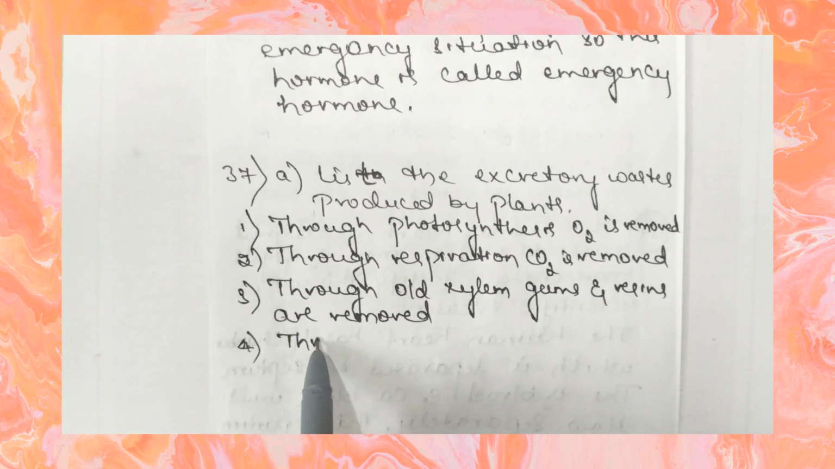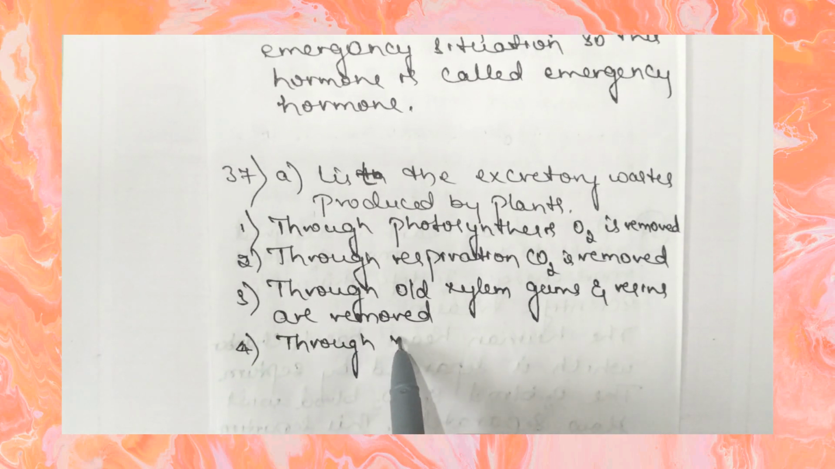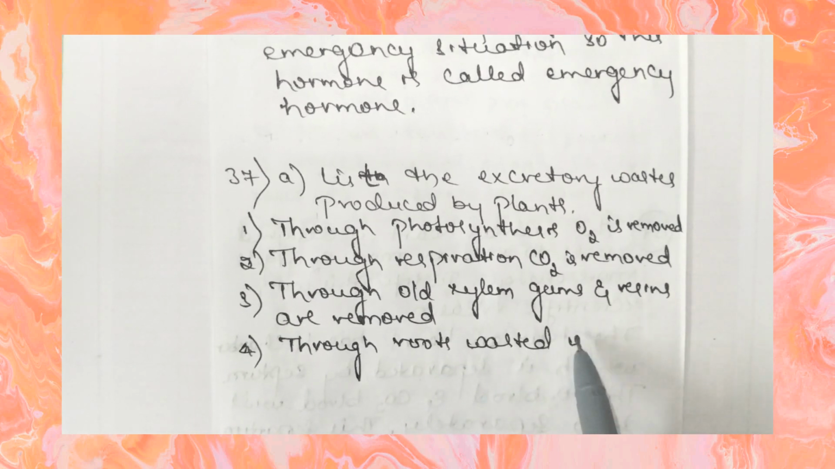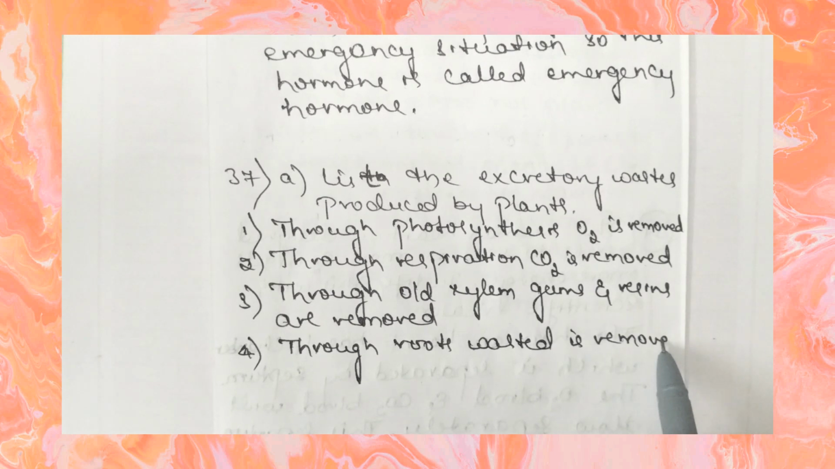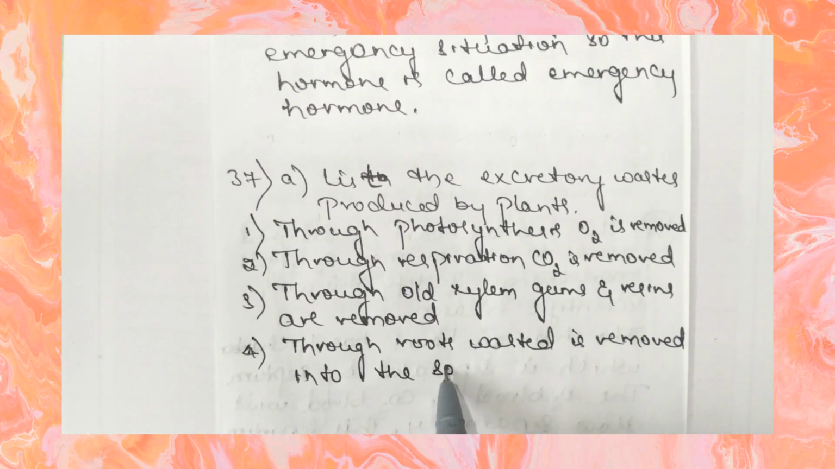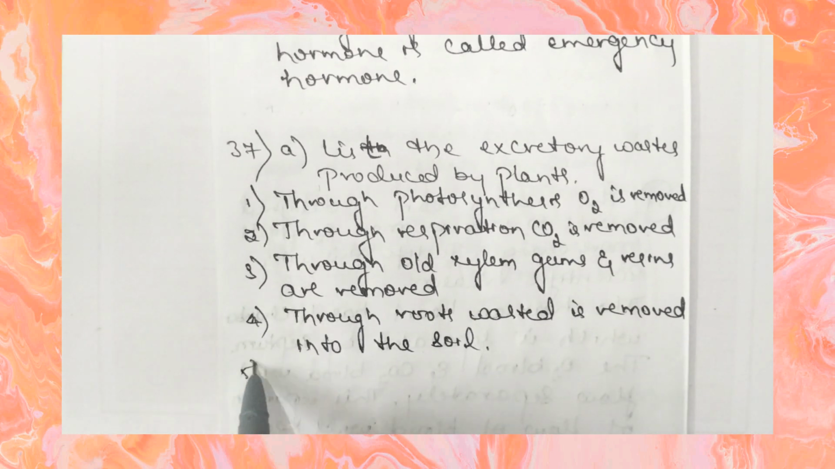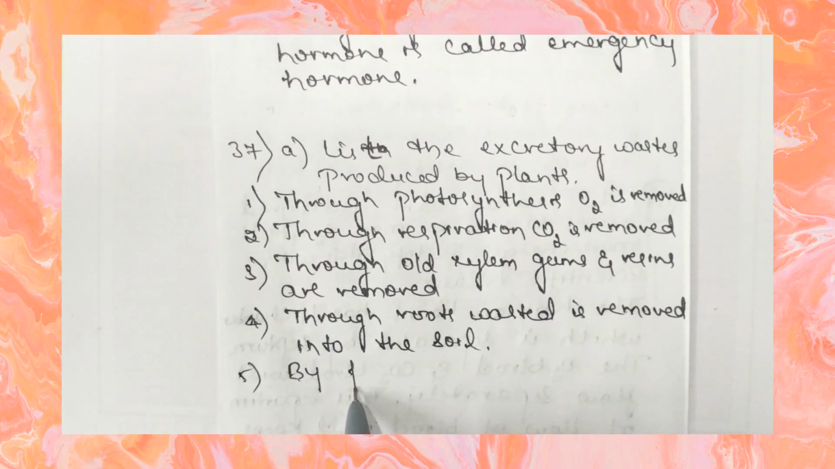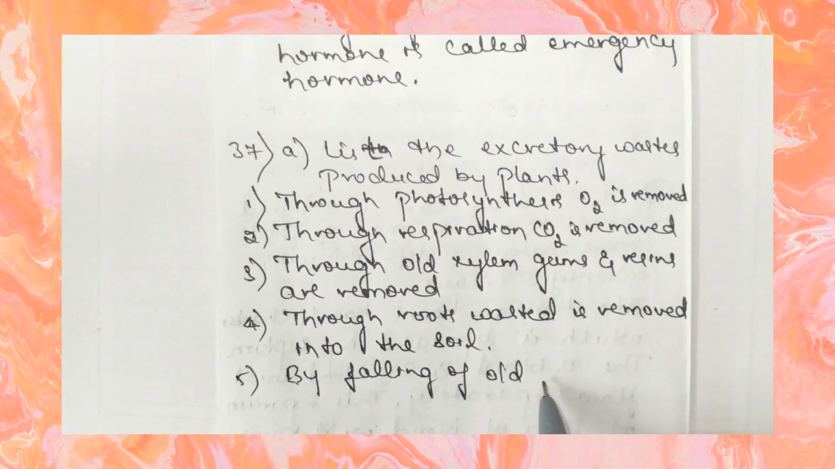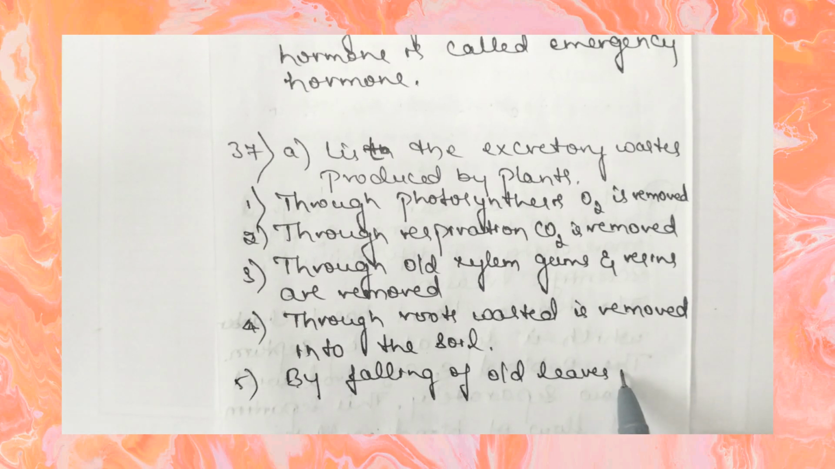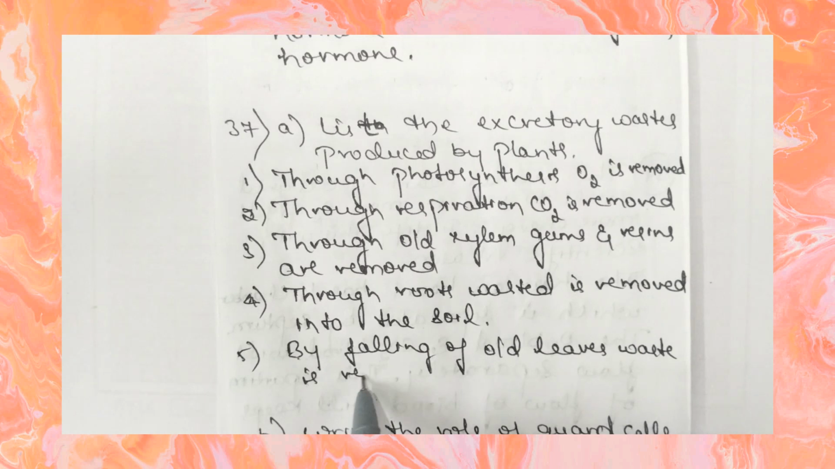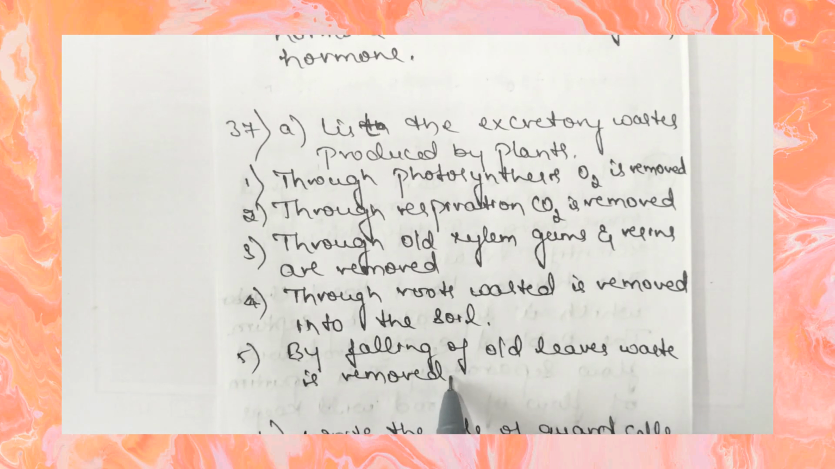Through roots, waste is removed into the soil. Then by falling off old leaves, waste is removed.